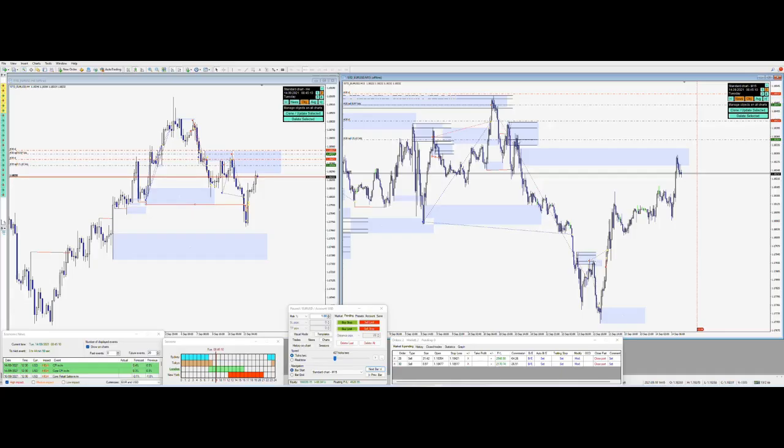Otherwise, this has been mitigated for me. So the next level I'll be looking at is this extreme up here. So we can whack this on. I'll cover the high as well, just to be sure. Okay, so we'll see if we push up a bit higher.